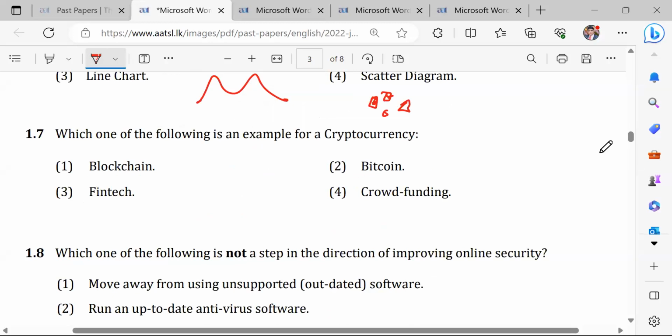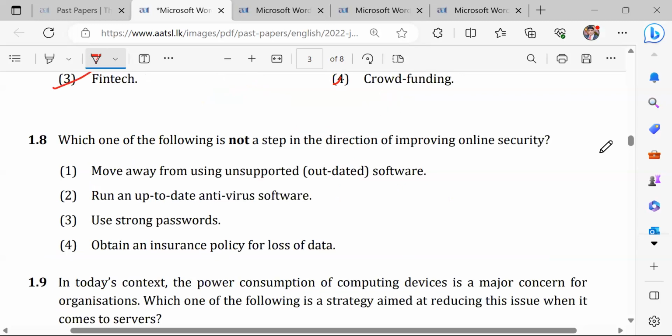Which one of the following is a cryptocurrency? Bitcoin is a cryptocurrency. Crypto money. Blockchain is another technology in fintech. Fintech, crowdfunding, all these are fintech. Blockchain is a shared ledger, right? Now, the transactions of Bitcoin are also recorded in this shared ledger, since there is no central authority to monitor this currency, this money, cryptocurrency, right? Then blockchain is used to record these transactions.